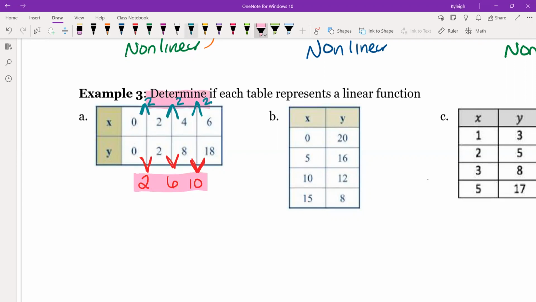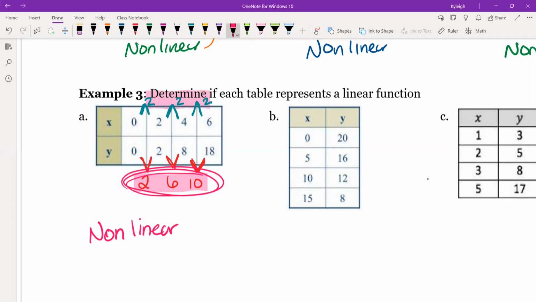I'll show you in the next one. But since these top 3 are the same, we'd say, okay, it's a function, but it's not really because of these bottom numbers. They would have all had to be 2, 6, or 10. So this is actually non-linear. It's not increasing at the same rate each time.